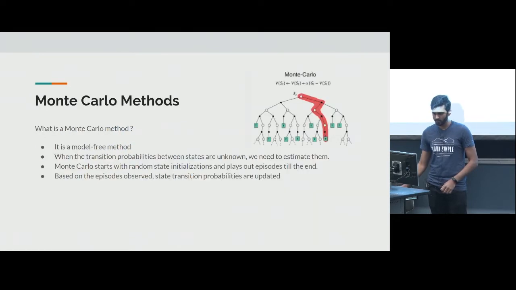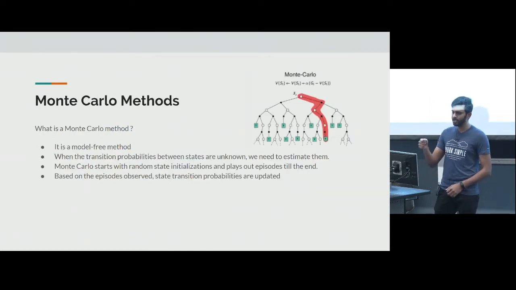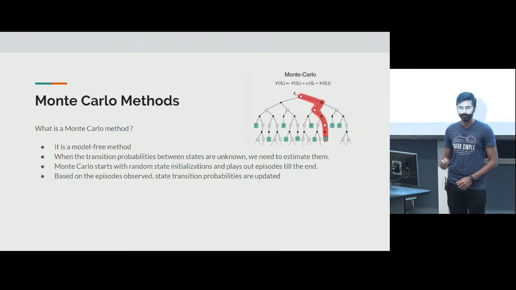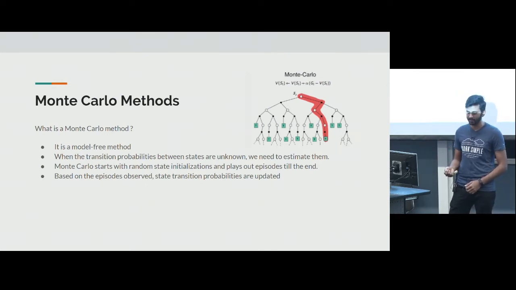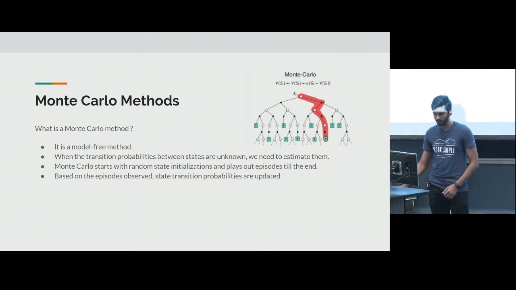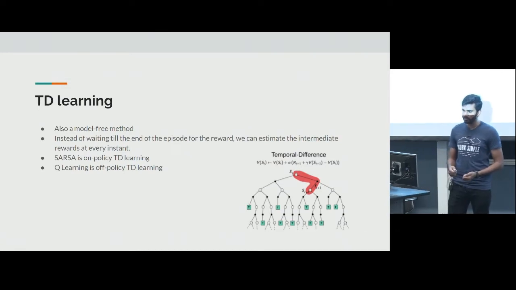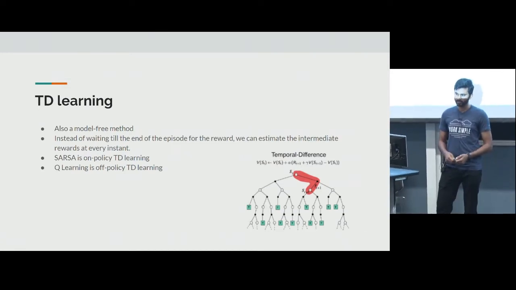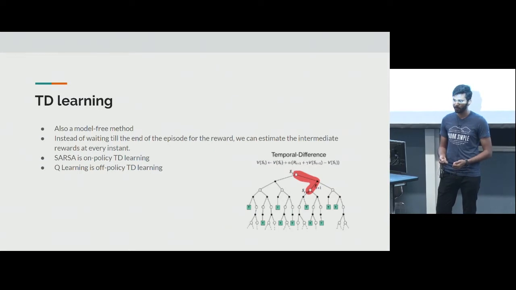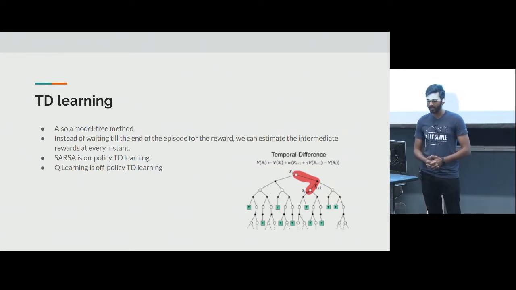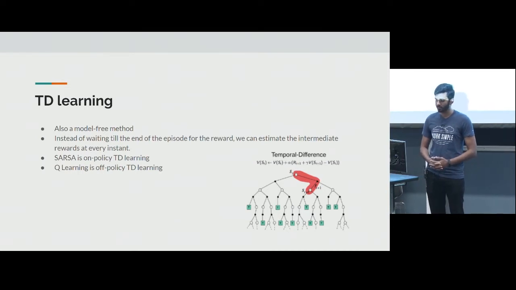Note that you play the episode till the very end, and that is part of the definition of a Monte Carlo method. You wait till the very end for a reward, and you learn from that. But you need not just wait till the very end. You can even learn from intermediate rewards that you can either engineer into your problem, or you can guess using smart methods, and that is TD learning, or temporal difference learning.